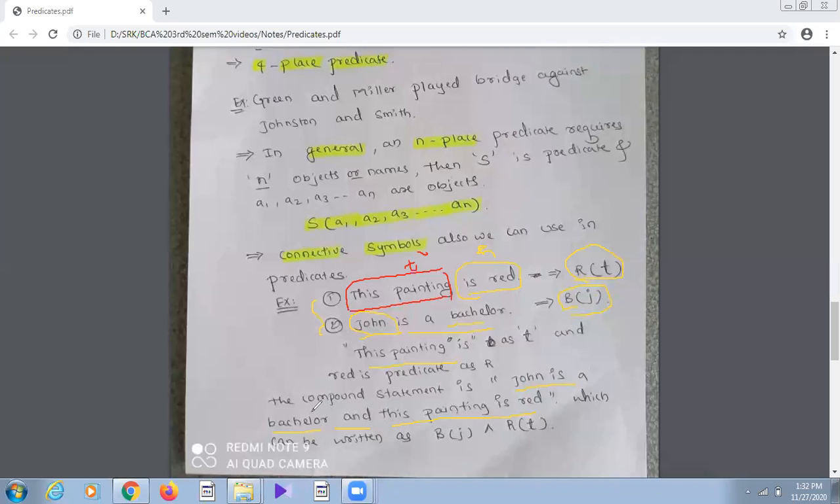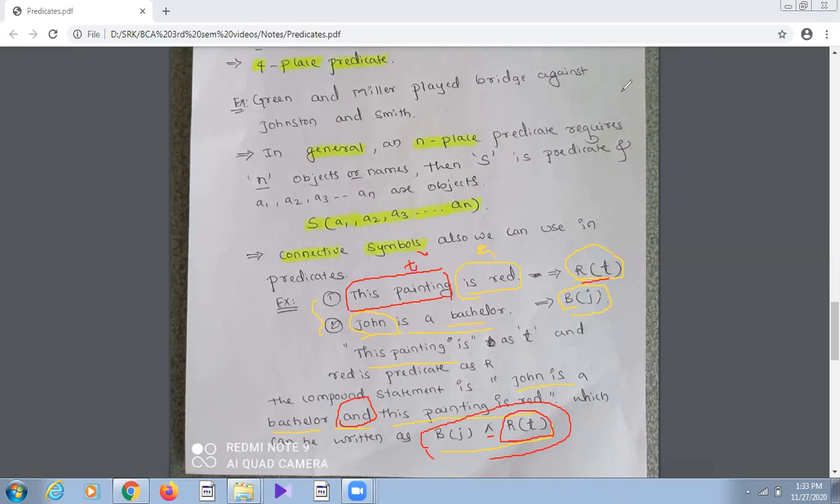And this will be written symbolically by using connectives in the predicate logic. Here B of j means John is a bachelor, and in between there is the and symbol. So and means conjunction. And this painting is red means R of T. So we denote compound statements in predicate logic using the connective symbol, conjunction.